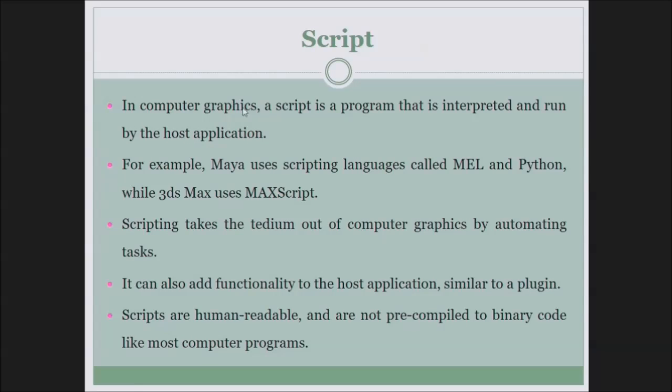Script. In computer graphics, a script is a program that is interpreted and run by the host application. For instance, Maya uses scripting languages called MEL and Python, while 3ds Max uses MaxScript. Scripting takes the tedium out of computer graphics by automating tasks, and it can also add functionality to the host application, which is similar to a plugin. And scripts are human readable and are not pre-compiled to binary code like most computer programs.